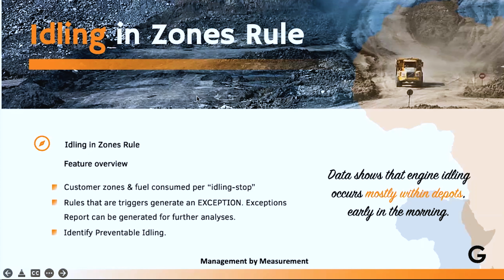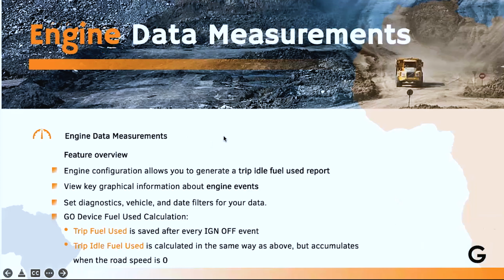Okay. Our next feature that we're going to look at is engine data management. This feature in MyGeotab is by far one of the most powerful tools available when it comes to assisting partners and people that we have partnered with. The feature enables you to configure engine measurement settings to generate a trip idle fuel report, graphically displaying information about specific engine events. Yes, you can even go further and create an engine measurement report with specific diagnostics.